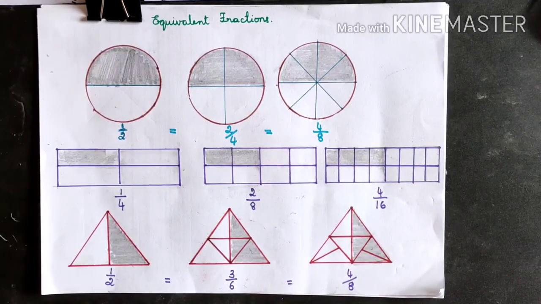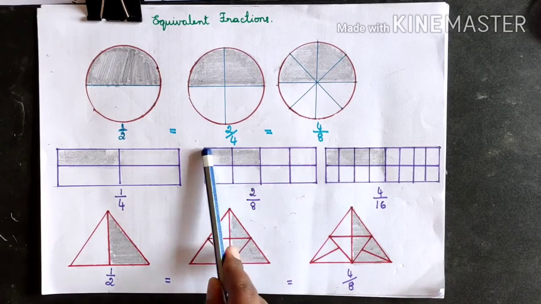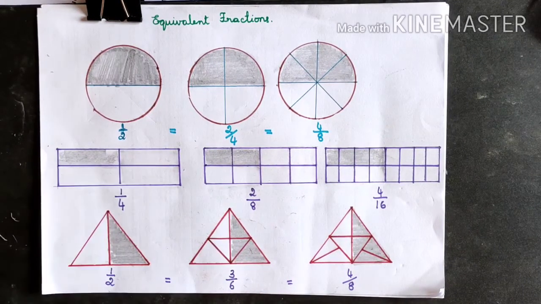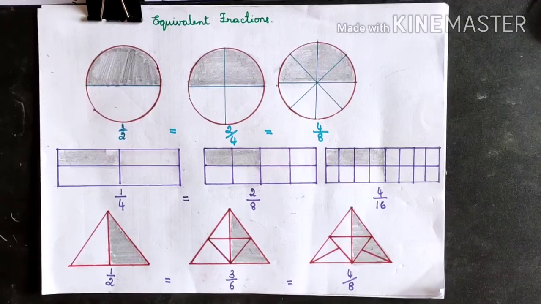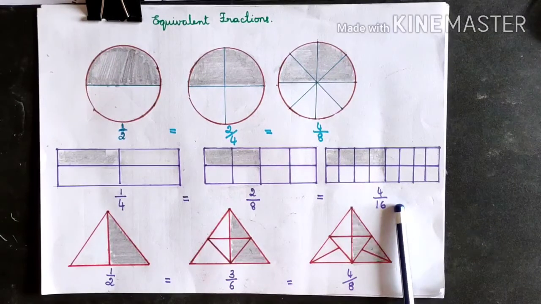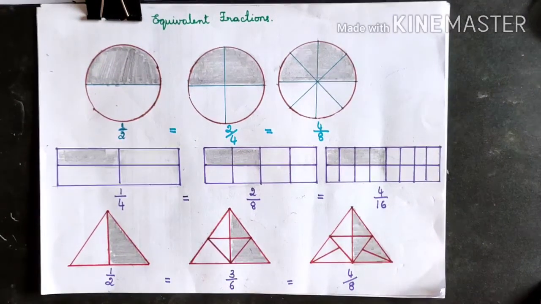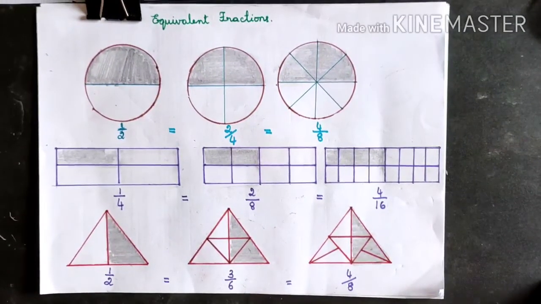Comparing the shaded part of every rectangle, 1/4 of the rectangle is shaded. Thus, 1/4 is equal to 2/8. 2/8 is equal to 4/16, which means 1/4, 2/8, 4/16 are also equivalent fractions as they indicate the same value. Every fraction means 1/4. So that means every number has more than one, or numerous, equivalent fractions.